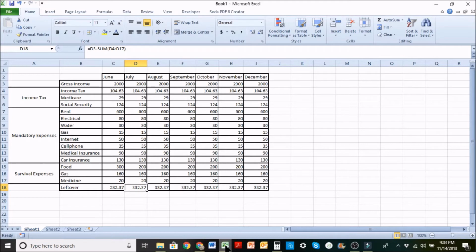And there's other things that you can do to either increase the amount of leftover, which is what we want to do, and decrease the amount of expenses.